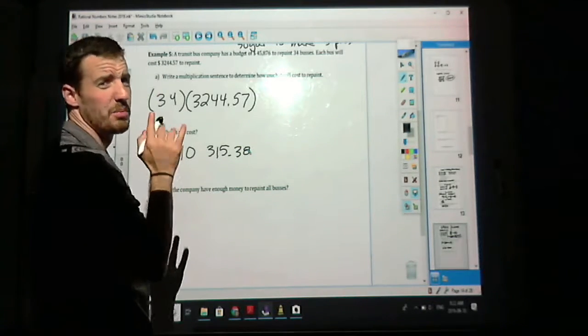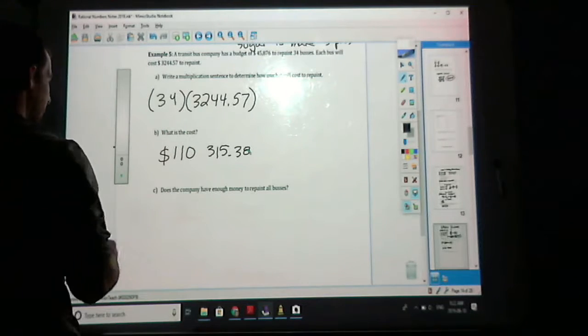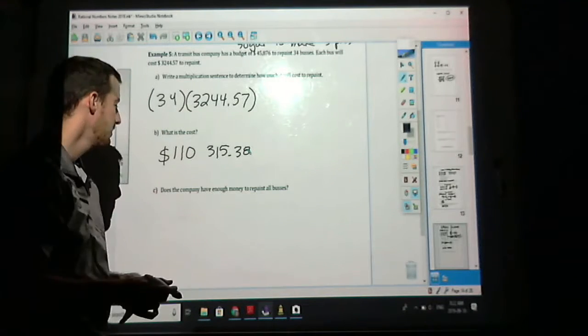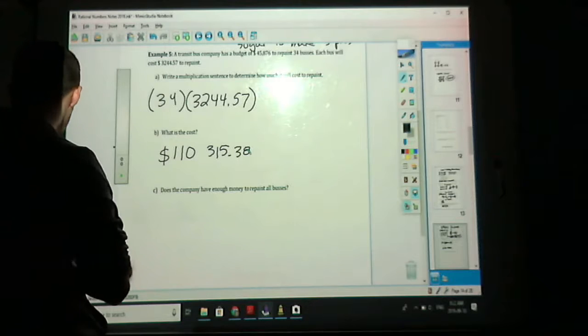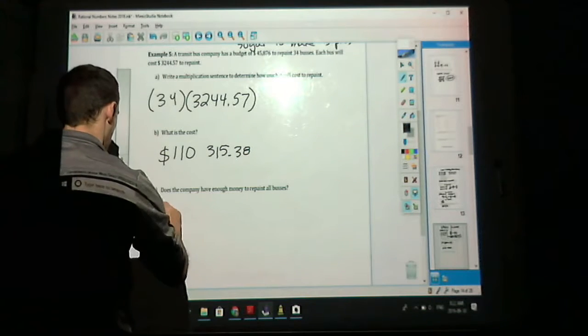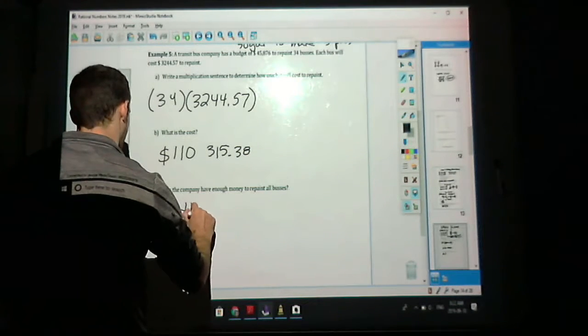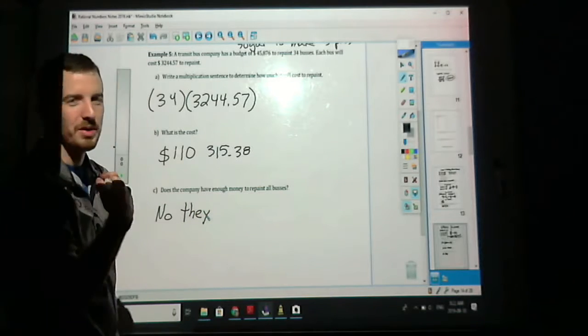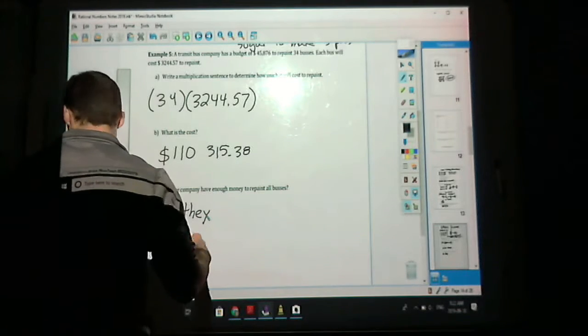Use your calculator, please. Okay, and at the end of the day, we have to answer our final statement. Does the company have enough money to repaint the buses? No, they are very short on this. Somebody did not budget very well this year. So no, they do not have enough money.